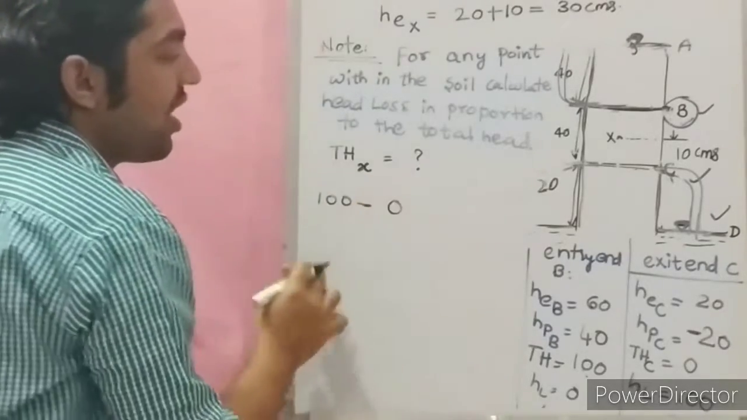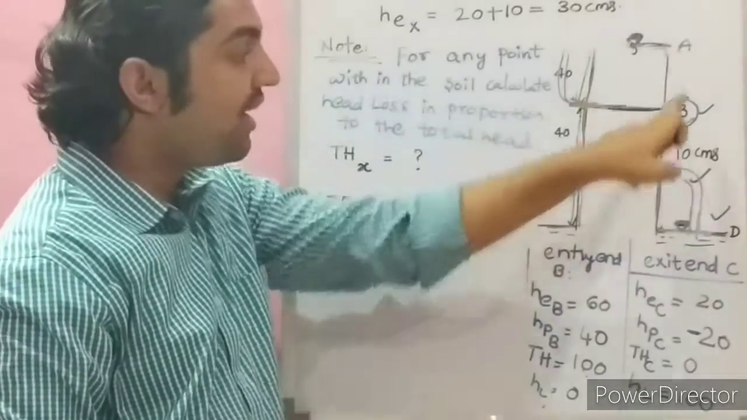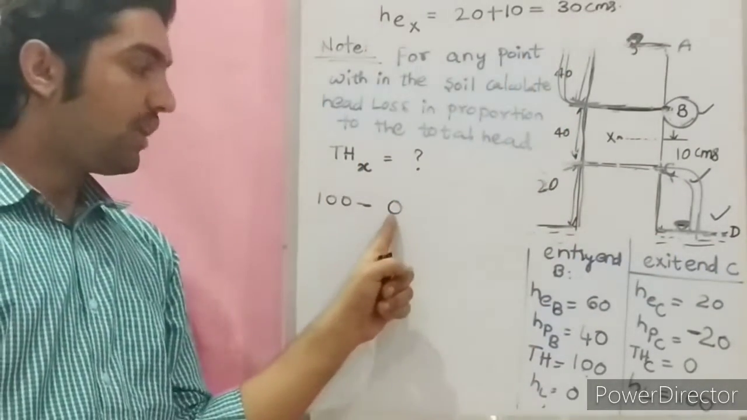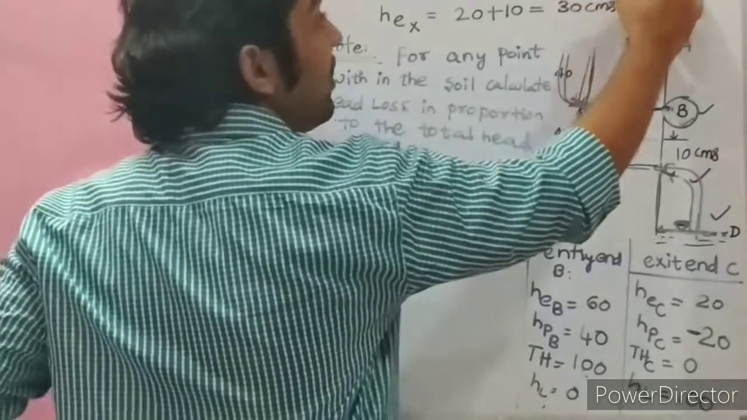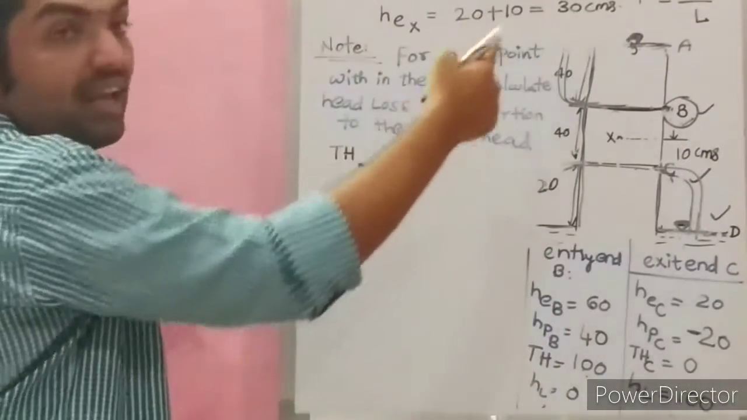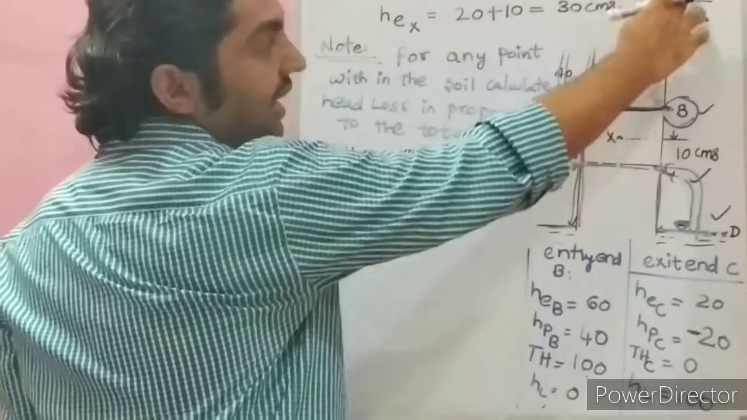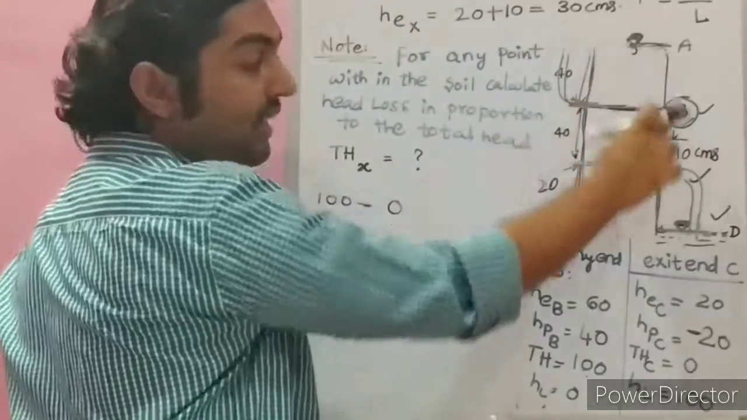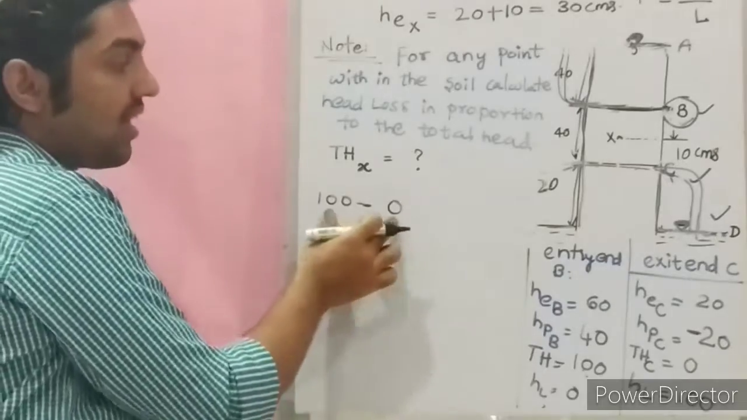100 minus 0 is the difference of total heads at point A and point D. Total head at point A is 100. Total head at point D is 0. We know that hydraulic gradient i is equal to head loss by total length of flow, the length of seepage. Head loss occurs when water flows from point A to point D. So total head at point A is 100 and at point D is 0, so 100 minus 0 is the head loss.